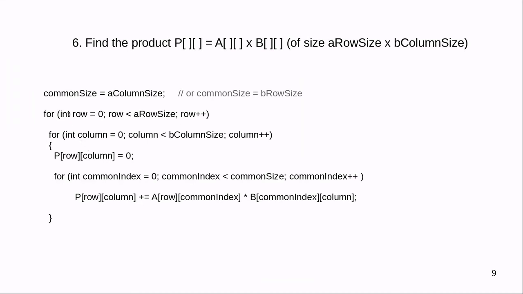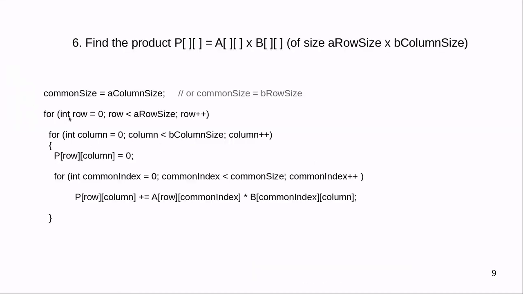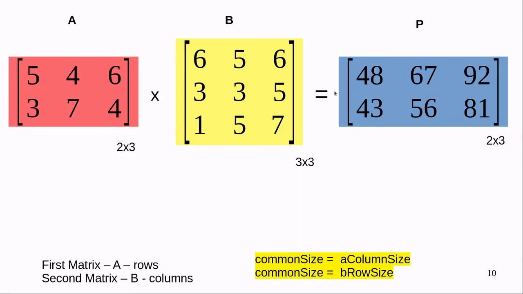So what do we do? Int row equal to 0, row less than a row size. Okay, because the product matrix is going to have a size of a row size. We know that the product will have the number of rows similar to the one in matrix A. So here the number of rows has been given as int row equal to 0, row less than a row size. Okay, and that is for iterating each of these rows one by one.